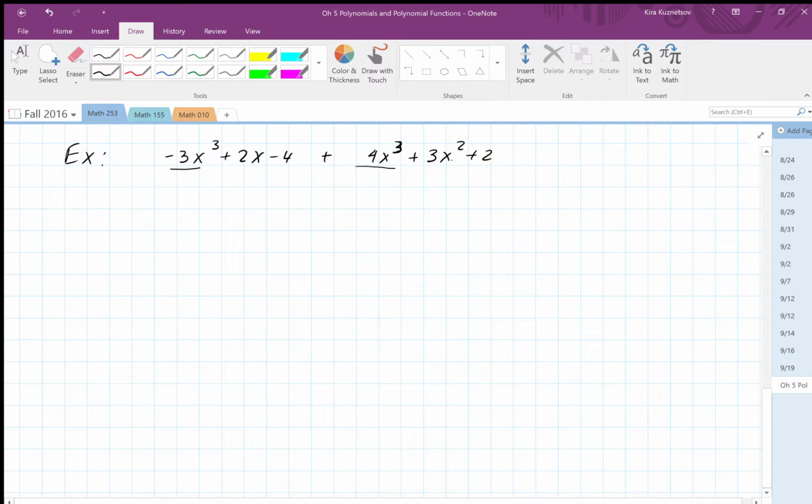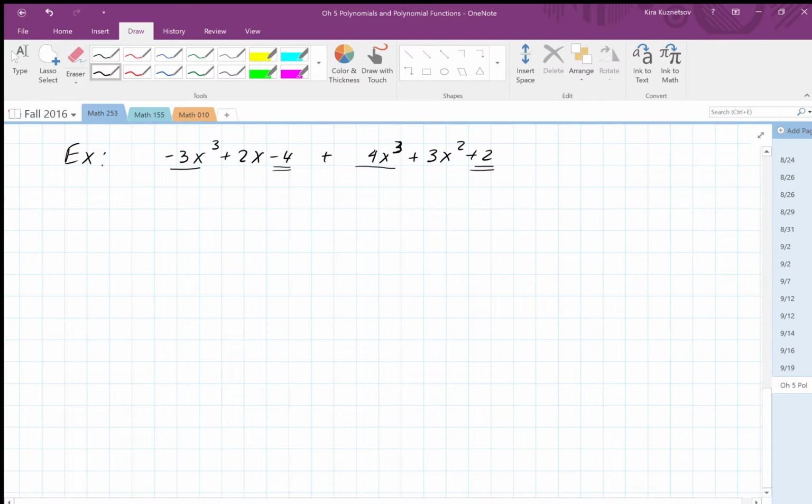I have 3x squared, so that's left alone. I have a 2x that's left alone. And then I have a negative 4, which can be put together with a positive 2. I will do this in ascending order, so the final answer for the polynomial question is in the order that I want this in.